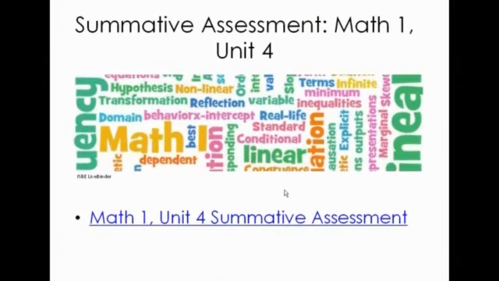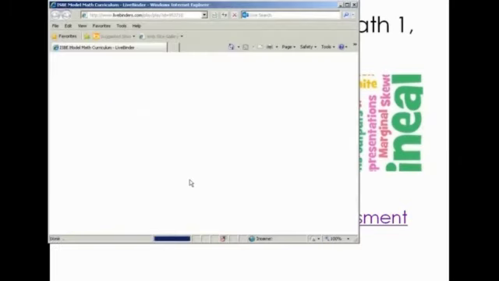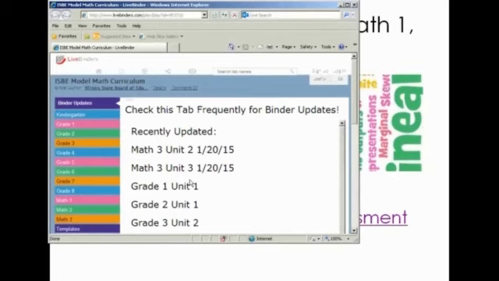Okay, as we mentioned with the backwards design process, we start with assessment. We examine the content for that particular unit, and we begin writing the summative assessment. I'm going to show you an example of a summative assessment for a Math 1 class, Unit 4, which is interpreting functions. This will also give you some experience in navigating the Live Binder site.